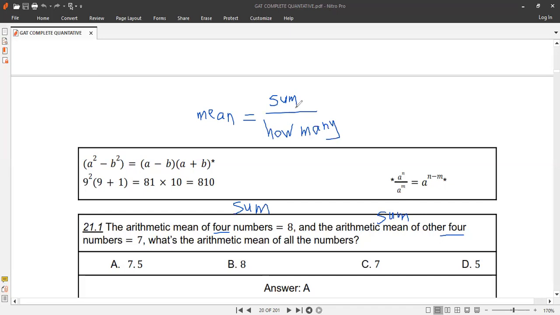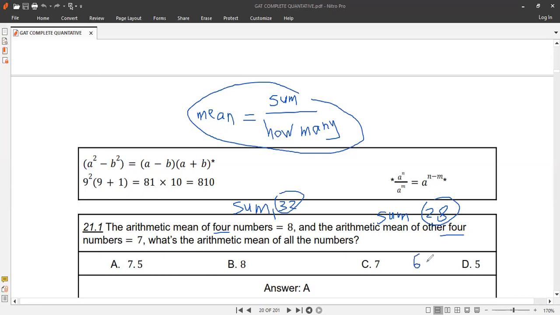To find the sum, you multiply the mean by how many? Here, to find the sum 1, you multiply the mean, which is 8, by how many numbers? By 4. 4 multiply 8 equals 32. Now the other 4 numbers, 4 multiply 7 equals 28. Now if you want to find the total, you add 28 plus 32 equals 60.